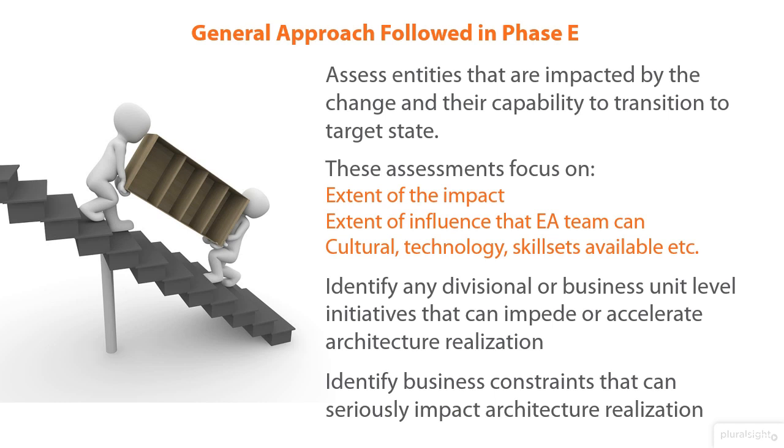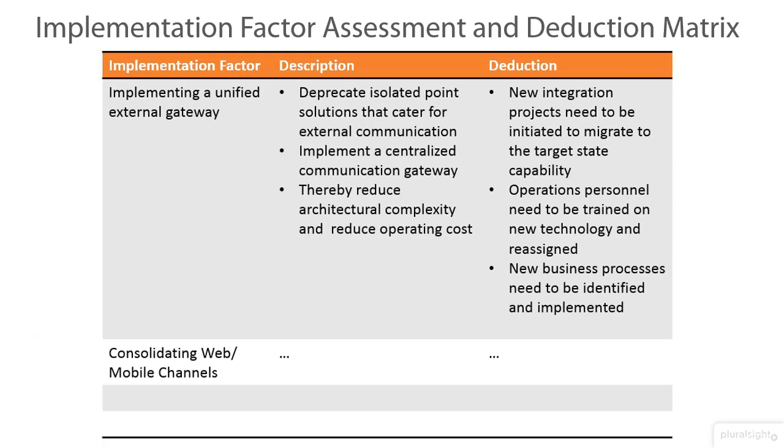The various implementation factors considered for realization of architecture need to be captured, and so should the implication of these factors. TOGAF recommends capturing these in a matrix referred to as the Implementation Factor Assessment and Deduction Matrix. This matrix serves as a repository and a reference to guide various implementation-specific architecture decisions. It holds the implementation factor considered, a description of the context and the implications of these changes.